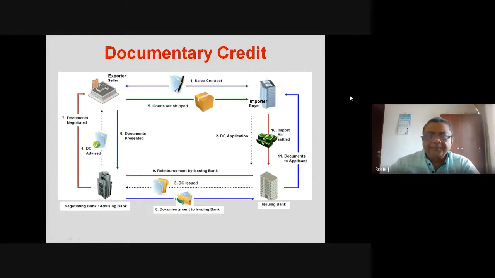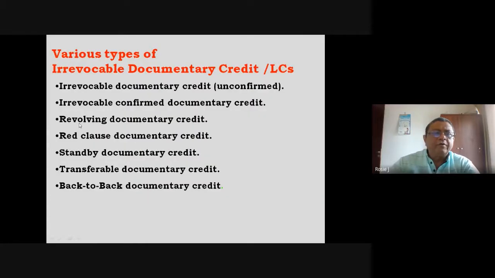Okay. Then now we are done with revolving. Now we have red clause, standby, transferable, back to back. Once I finish that, I will be going on to Incoterms. I'll explain what that is. Incoterms basically is really technical, but you don't have to have a deep knowledge of that. But you should know what it is. I'll explain that later. Now let us go to the next one.